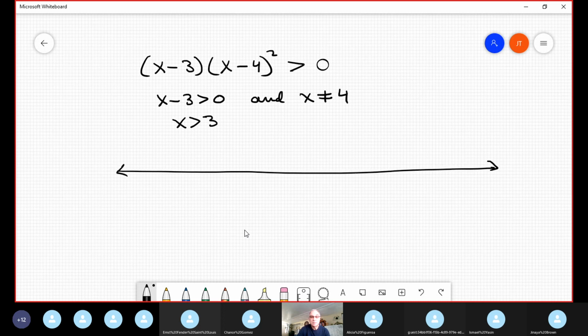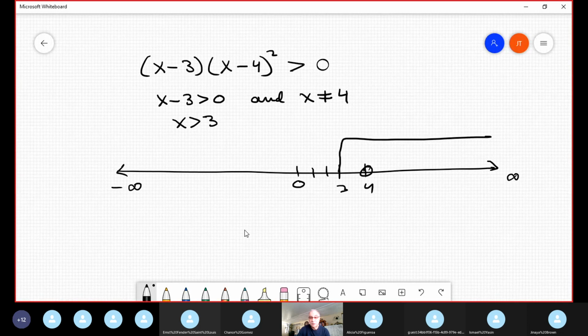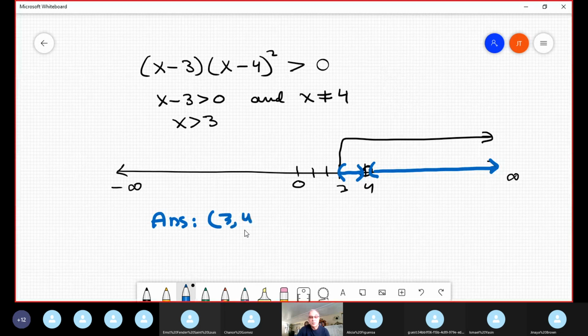And the idea is negative infinity, 0, 1, 2, 3, and 4. I know, at 4 we have a hole, and 3 is from 3 to the right, because it's greater than, no? So the solution, you highlight like that. Parentheses, this piece, this piece. The final answer is 3, 4, union 4, infinity.